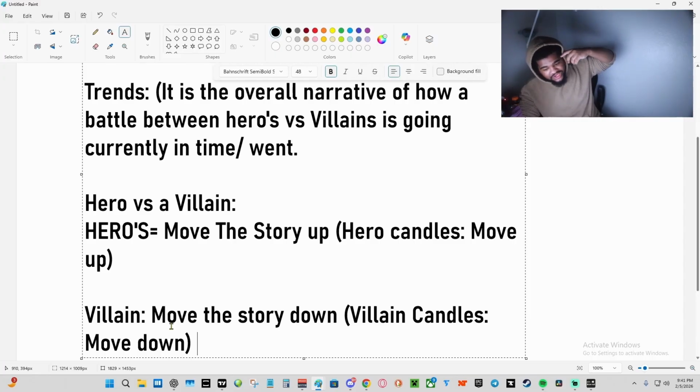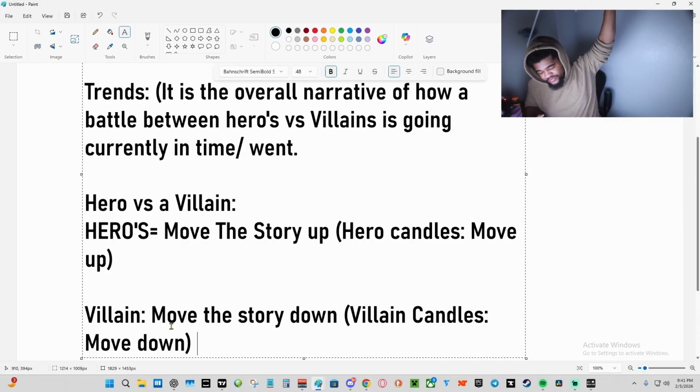Where do villain candles open? They open in the sky because they look to fall towards hell, and they look to close on the ground, right? Where do hero candles open up? They open up at the bottom because they look to seek for the sky, because they're good guys. So they look to close at the top. Hero candles open up at the bottom, seek the sky, and close in the sky.